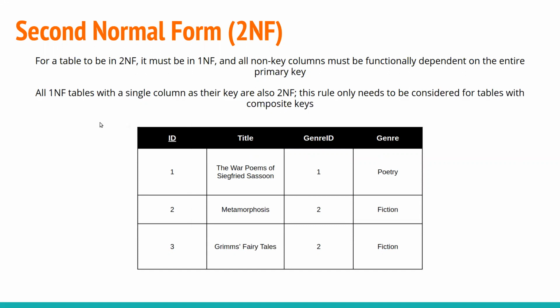What's nice about this rule is that any table that only has one column in its primary key and is in 1NF will automatically be in 2NF. So all tables with a single column as their key. What do I mean by that? If we look at our book table over here, we have the ID. The ID is what we have defined as uniquely identifying each row.